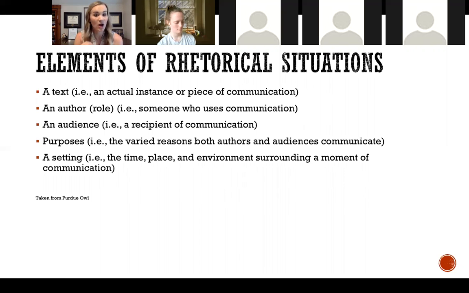You will choose a specific audience. That's the person who will be reading your paper. Again, you're not specifically writing to me. You are going to be writing to a specific group of people that can help you fix your problem. Okay, again, I'll be going through this further as well. Okay, the purpose of this essay is to persuade, right? You want to prove that a problem exists, and then you want to propose a solution to help fix that problem. Okay, and then your setting, that would be the time, place, and environment surrounding a moment of communication. So it's kind of thinking about like what's happening in the world right now as we do this.